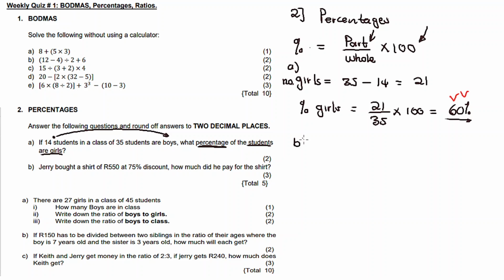Okay, so B. Jerry bought a shirt of 550 rand at a 75% discount. How much did he pay for the shirt?